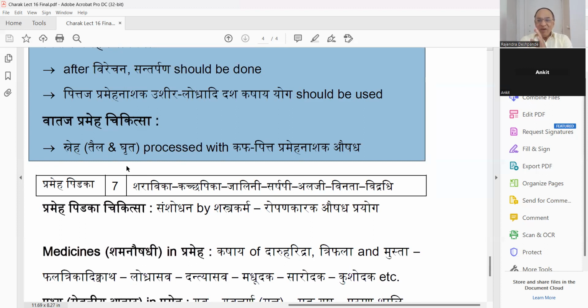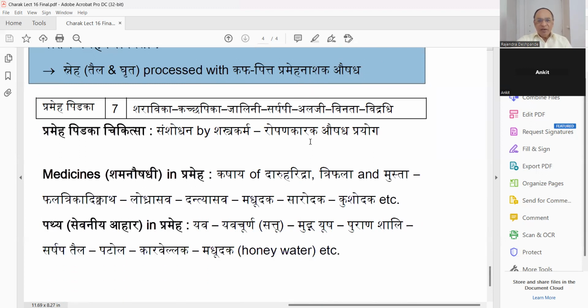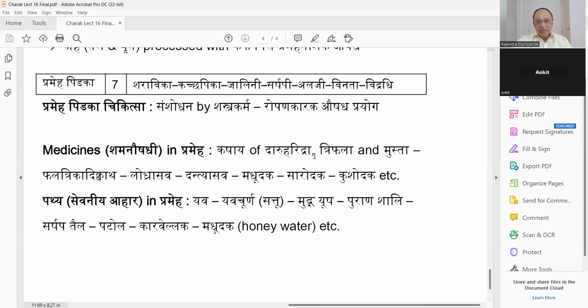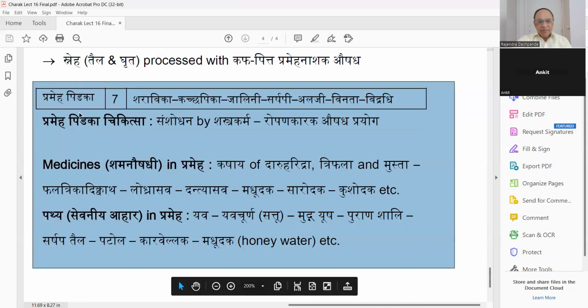But while preparing this oil or ghee, the manufacturer, the Ayurvedic Vaidya, should specifically use the Kapha Pitta Prameha Nashaka Aushadhi in that particular medicated ghee or oil. My dear friends, this is the last, really last point of Prameha Vyadhi. This is also asked in the AIA PGT entrance examination.